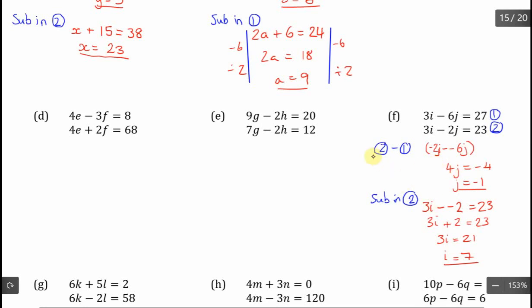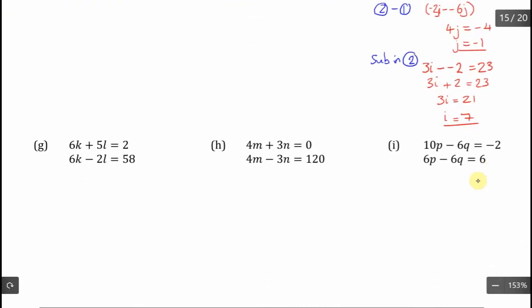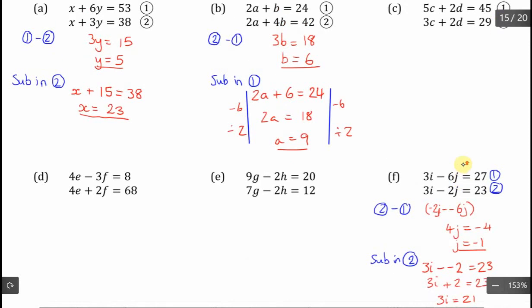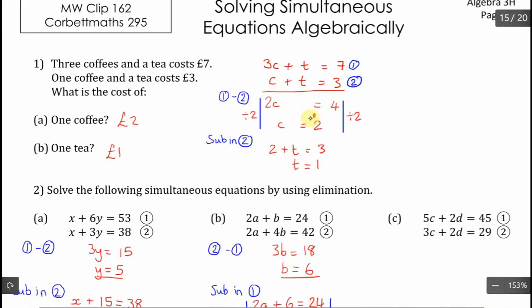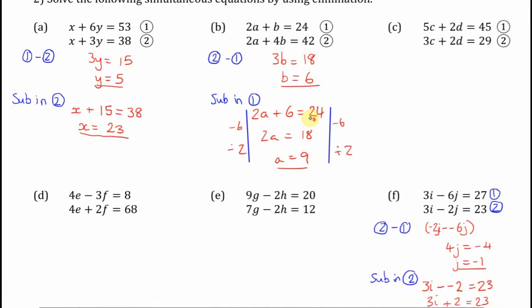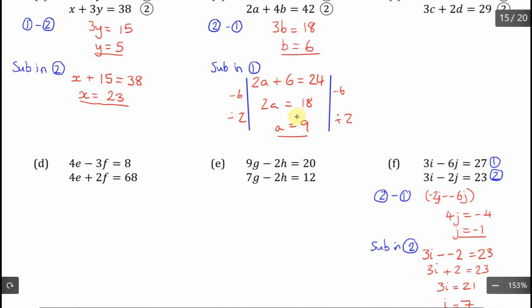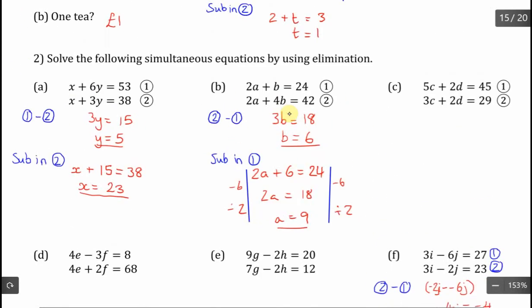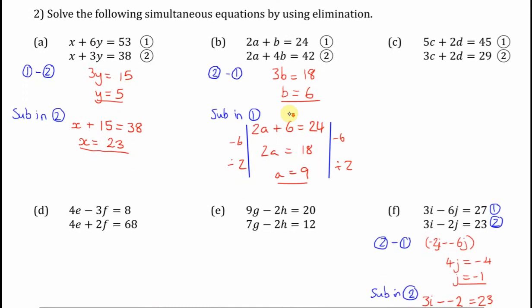Pretty much all the answers to these questions are sensible numbers, whole numbers, or there might be the occasional fraction, which is a 0.5 or 0.25. But in a non-calculator simultaneous equation question, 9 times out of 10, they will just be very sensible answers. Okay, you have a go at the rest, and then press play when you're ready to see the answers.